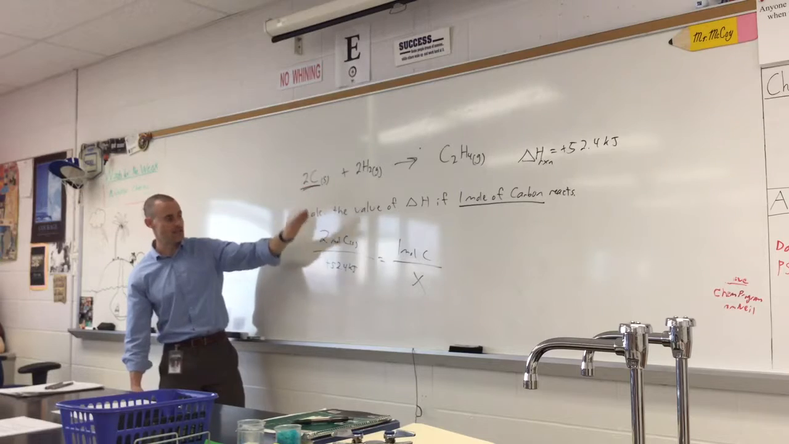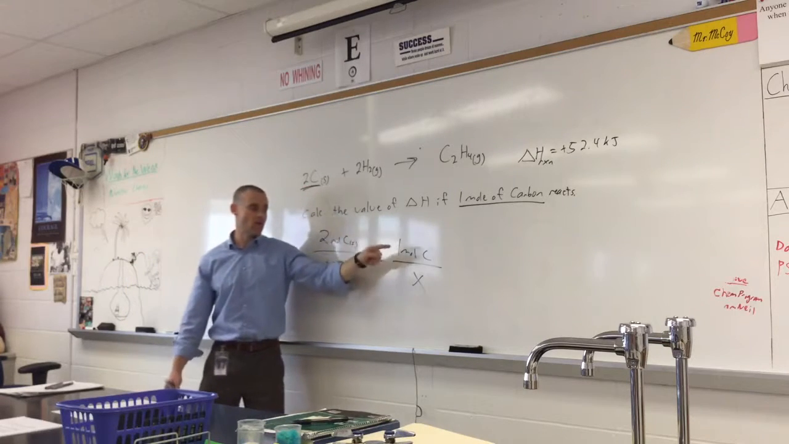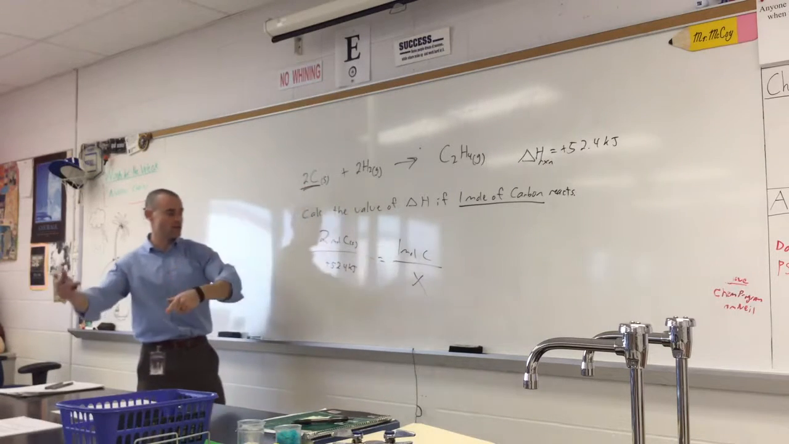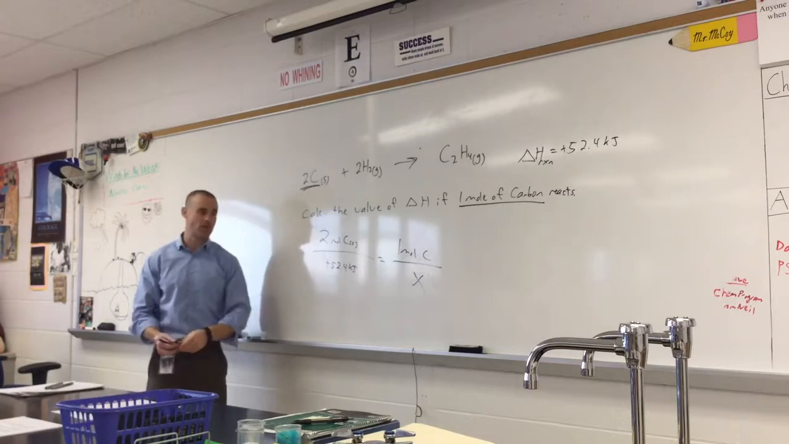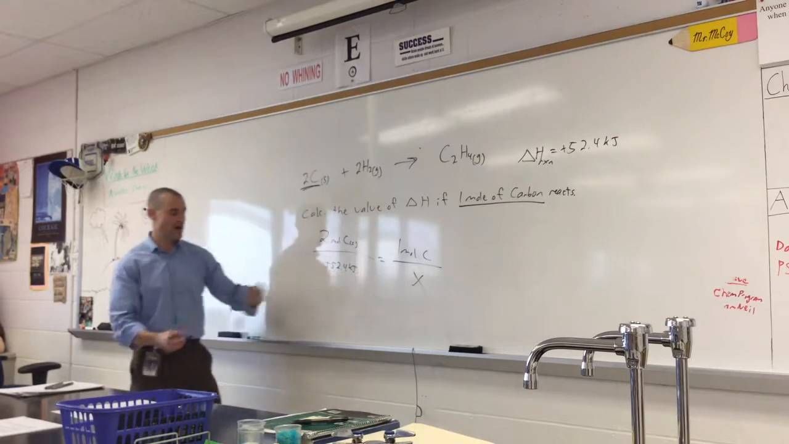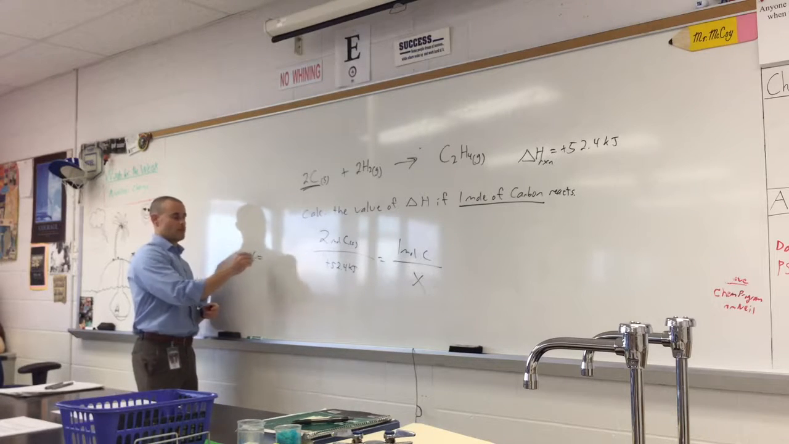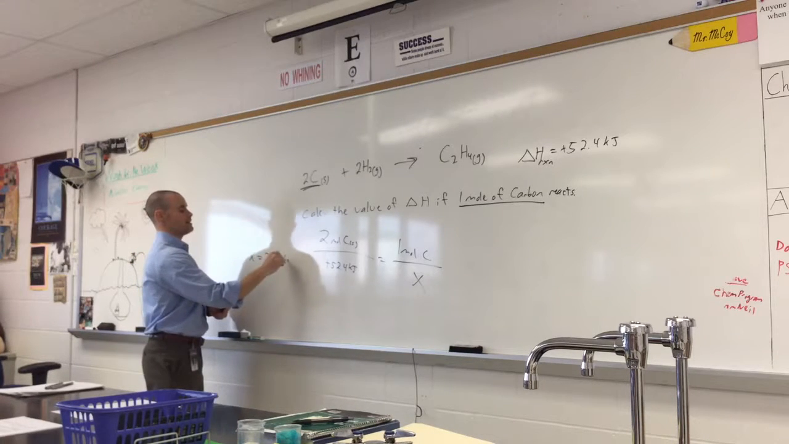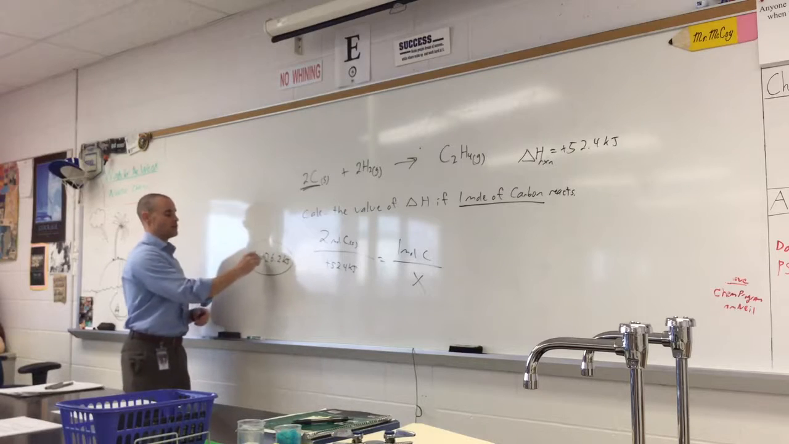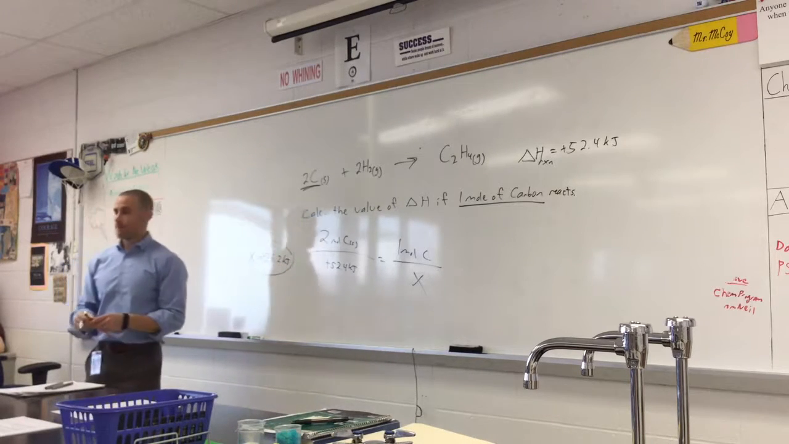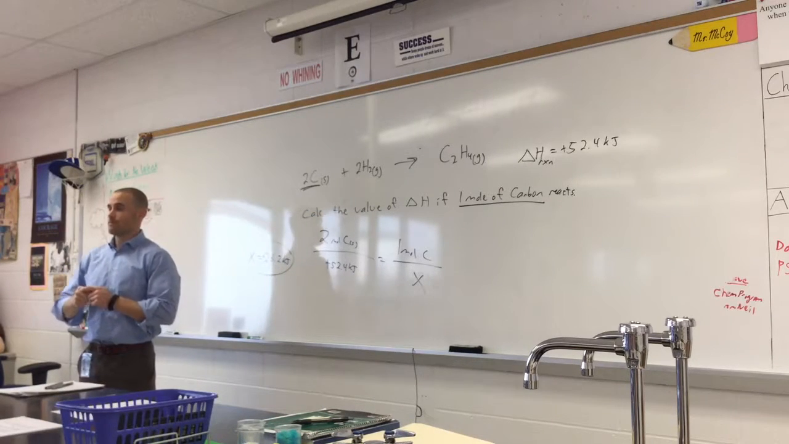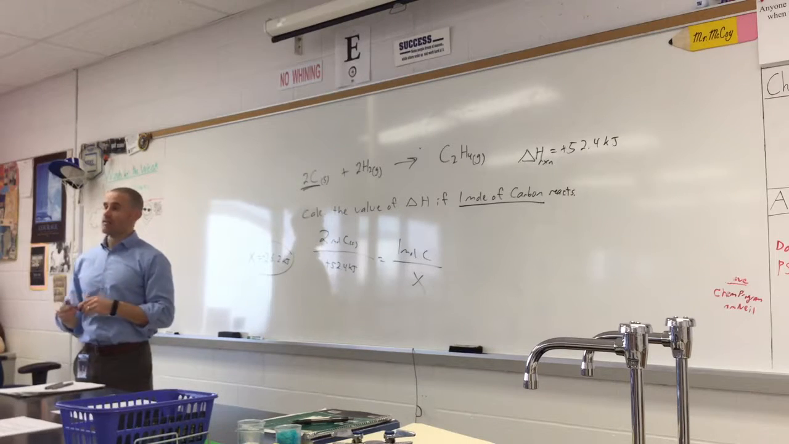If 2 moles needs 52.4, then 1 mole needs X. And you guys already told me it's half. What's half of 52.4? Well, you would cross multiply and divide, and what do you get? 26.2. That is the answer to this question. Positive 26.2. Why didn't you just? Yeah, that's what I'm doing.